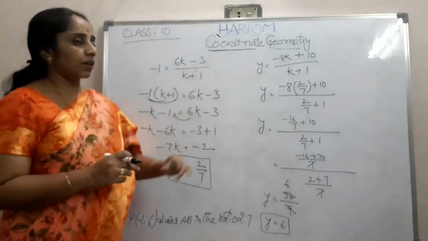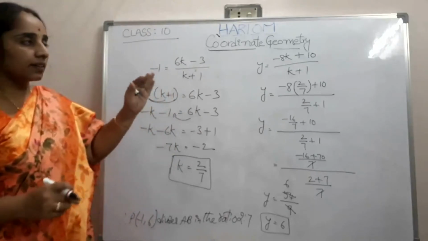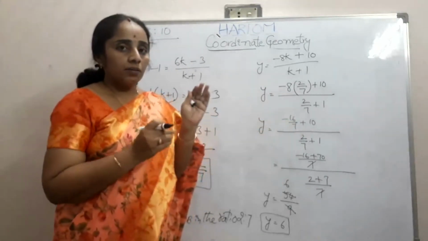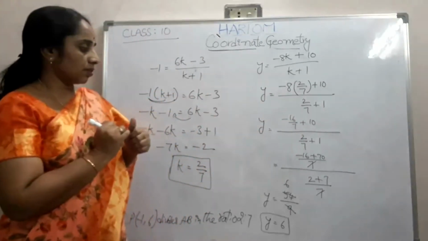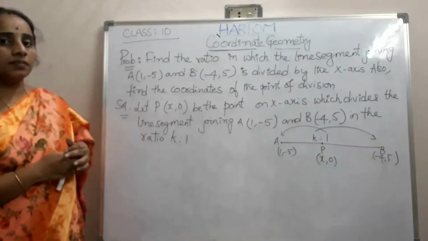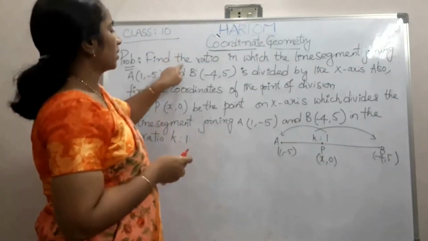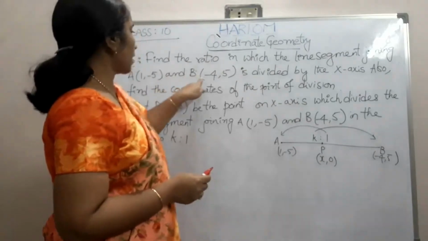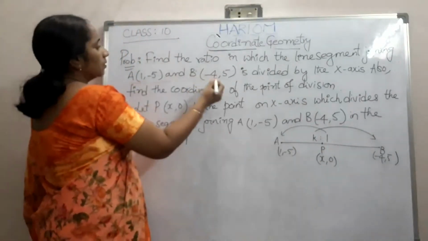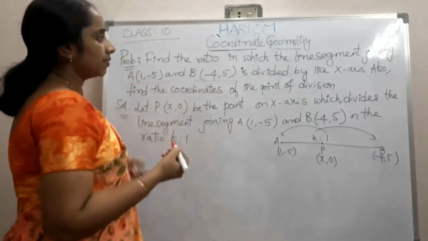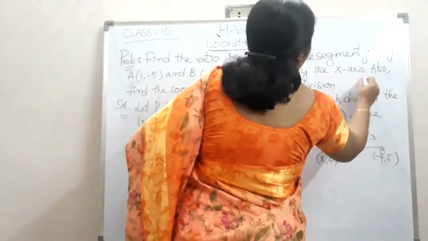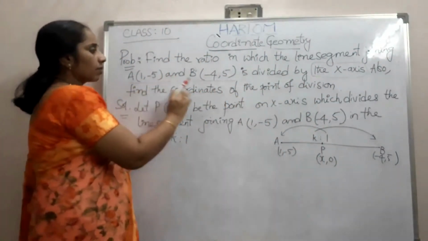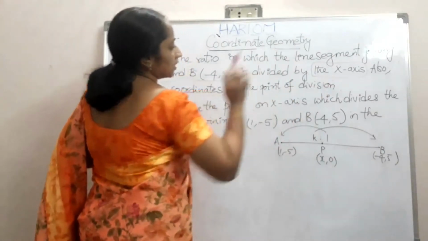So this is one model, whenever either the x coordinate or the y coordinate is missing in the point. This is also an important model. Only the difference: find the ratio in which the line segment joining A 1 comma minus 5 and B minus 4 comma 5 is divided by the x-axis. This is very important, the x-axis. Also find the coordinates of the point of division.